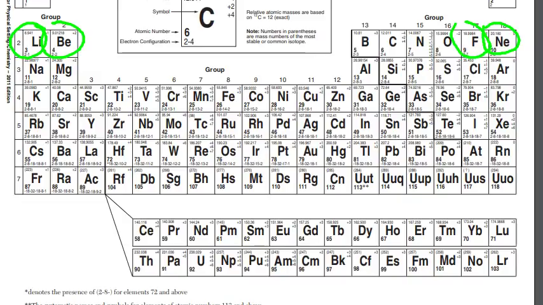And this is the reason why I say that. The noble gases were never assigned electronegativity values because they don't want to pull electrons. They don't want to push them. They just don't want them. They're very stable. So they would have an electronegativity value of 0. So it's really up to lithium, beryllium, and fluorine.